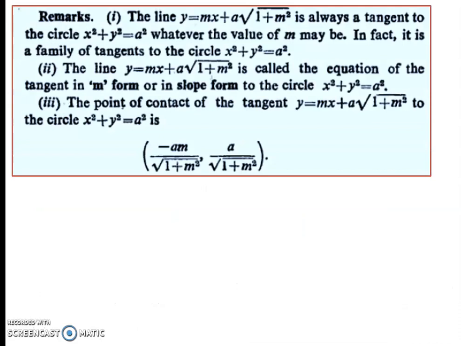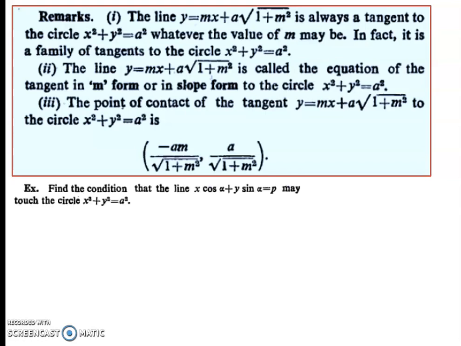This is remark 1. The line y is equal to mx plus c, where c is a into under root 1 plus m square, is always a tangent to a circle, whatever the value of m may be. In fact it is a family of tangents to the circle. The line y is equal to mx plus a into under root 1 plus m square is called the equation of tangent in m form, or slope form, of the circle x square plus y square is equal to a square. The point of contact of the tangent is minus am over under root 1 plus m square, comma, a over under root 1 plus m square.